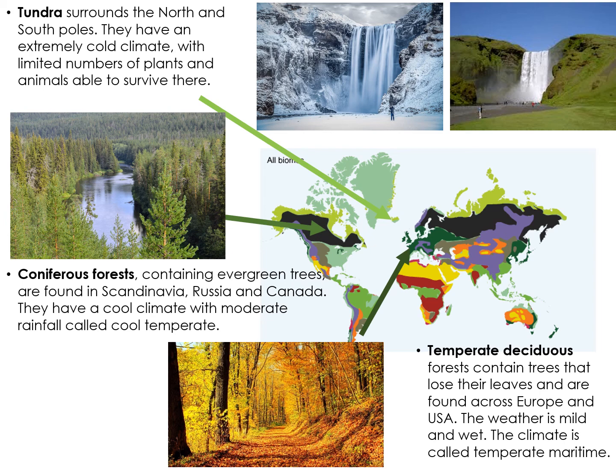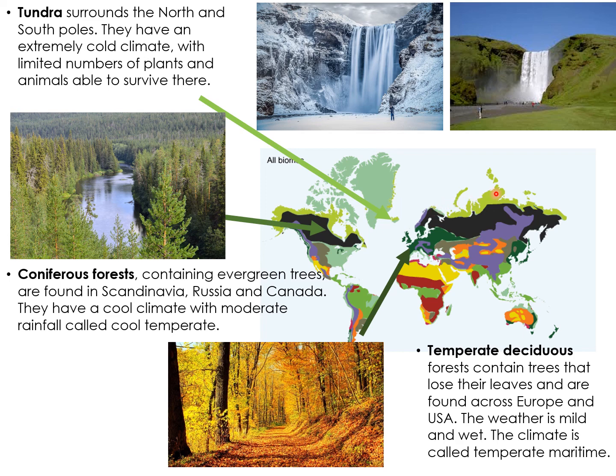Now, the distinct weather is it's mild and wet, and the climate is called temperate maritime because it's influenced by wet wind coming off the sea. Further north, where it's a bit colder, you have the coniferous forests, the trees that do not lose their leaves in winter, the evergreen trees, and they're found in broad bands across northern Canada, Russia, Scandinavia. They have a cool climate with a moderate rainfall, and they're called cool temperate climates.